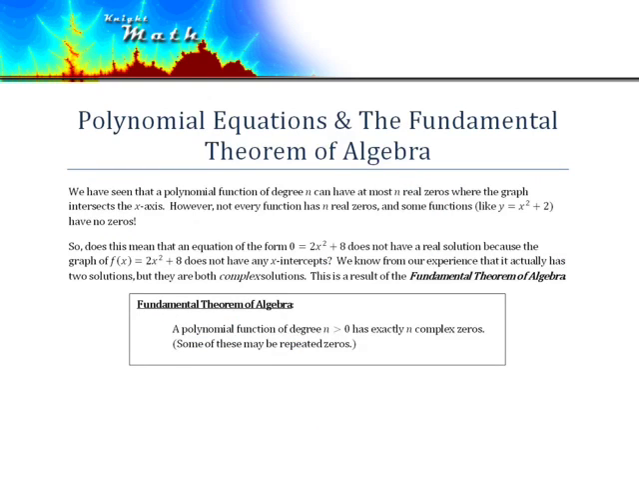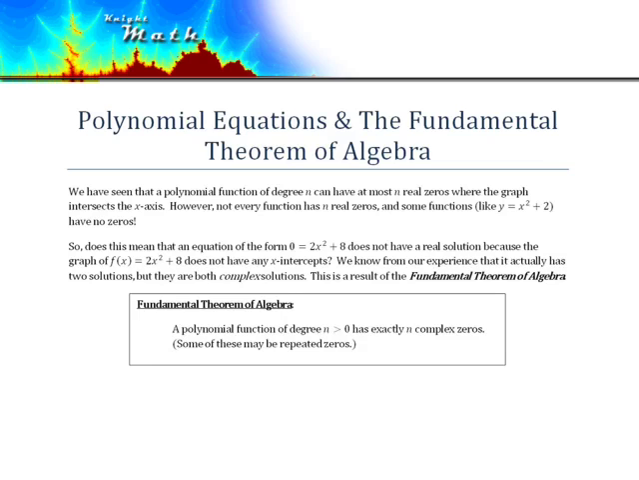In this video, we're going to talk about the fundamental theorem of algebra and how it applies to polynomial equations. And as the name sounds, this is very important. This is very fundamental. All right. So what we know so far is that if we have a polynomial function of degree n, then we can have at most n real zeros. That means it can cross the x-axis n times at most.